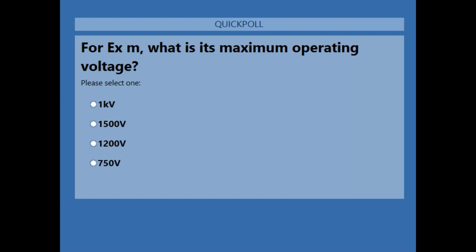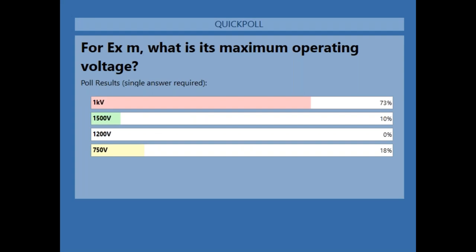Give it another 10 seconds. Okay, so the correct answer is 1 kV. When you're dealing with zone zeros where gas is there nearly continuous, you have to ensure that the temperatures are really low. The higher the voltage, the higher the temperature. So our temperature considerations, safety considerations, risks are much higher in a zone zero. So that's why the limitation of 1 kV, 1000 volts, exists in a zone zero.